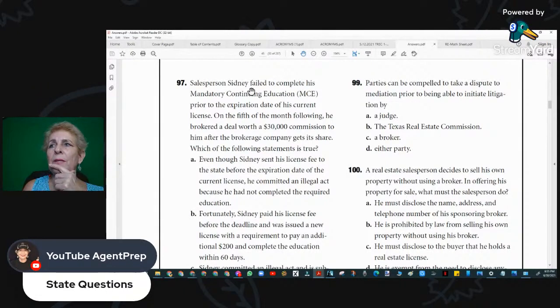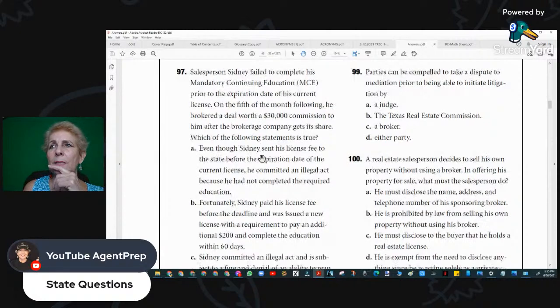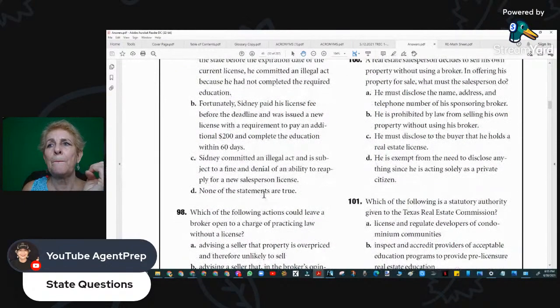So what happens, okay, when he fails to complete his MCE classes? A, even though Sydney sent his license fee to the state before the expiration date of the current license, he committed an illegal act because he had not completed the required education. B, fortunately, Sydney paid his license fee before the deadline and was issued a new license with a requirement to pay an additional $200 and complete the education within 60 days. Or C, Sydney committed an illegal act and is subject to a fine and denial of an ability to reapply for a new salesperson license. Or D, none of the statements are true.